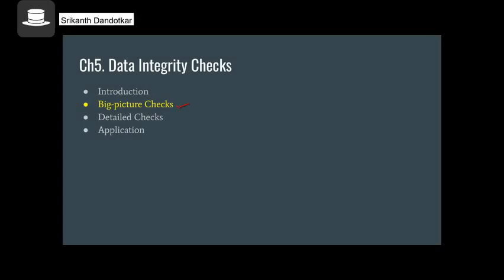Okay, so in the next slide, we'll talk about the big picture data check or the data integrity check. What it basically means is you're looking at data errors by just looking at the data as a whole, as opposed to specific columns. So let's look at the big picture data check in the next slide.